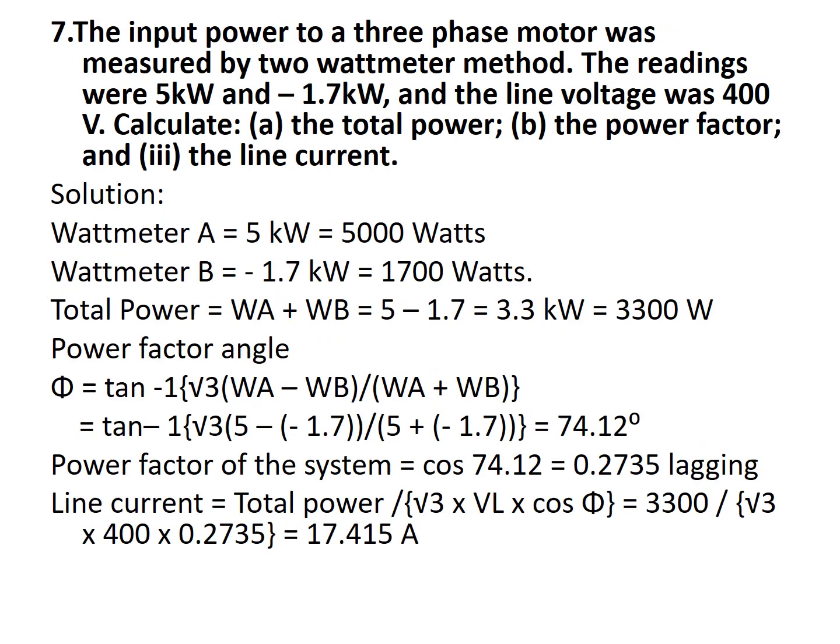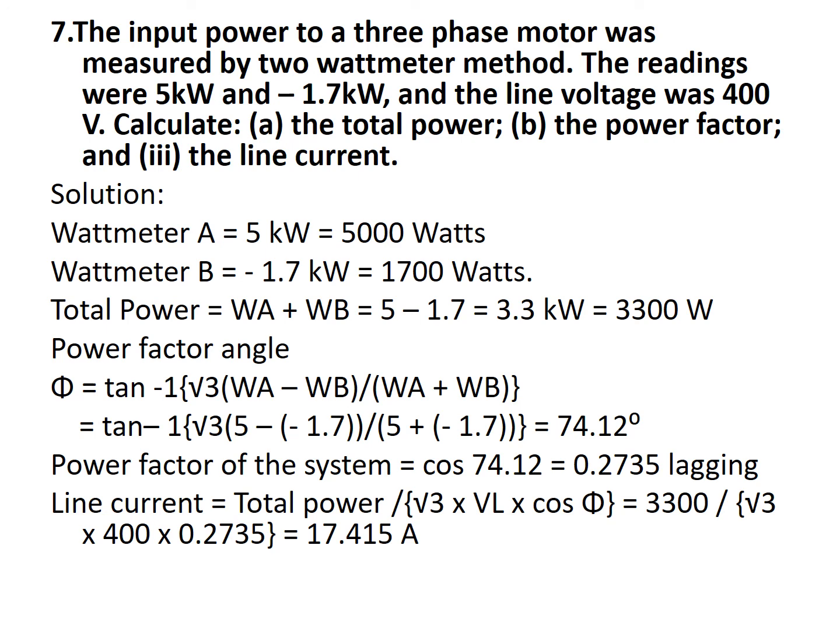That is the formula. Here, the input power to a three-phase motor was measured by the 2 wattmeter method. Readings were 5 kilowatt for W1. For W2, because of the value of phi, one reading is positive and another is negative. If W2 is negative, you cannot read the reading, so you need to reverse the connection and then observe the reading on W2. But while writing the value, we should write a negative value. So W2 is minus 1.7 kilowatt.